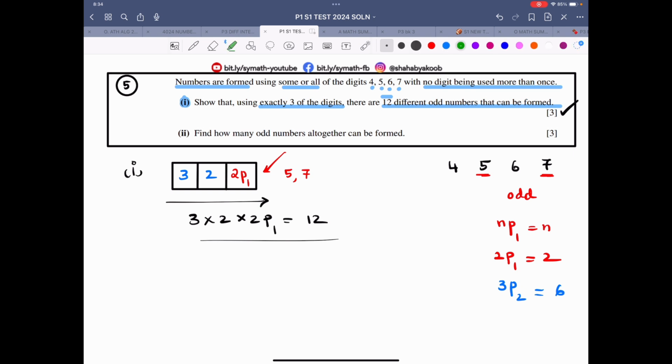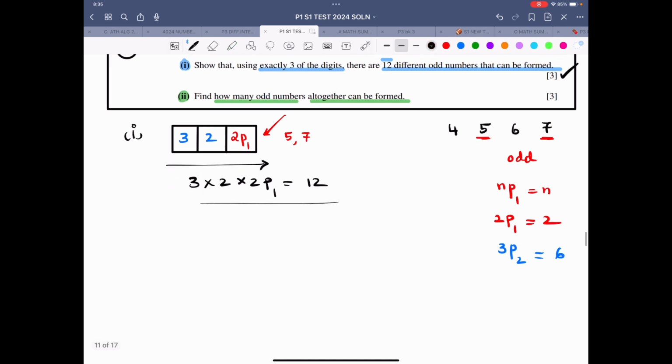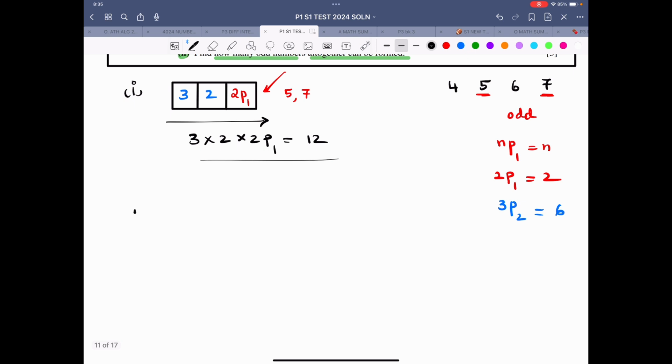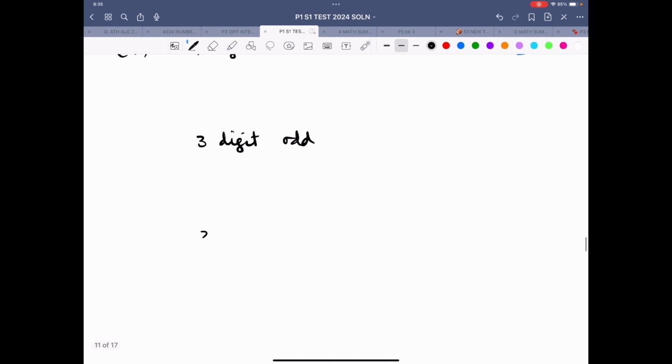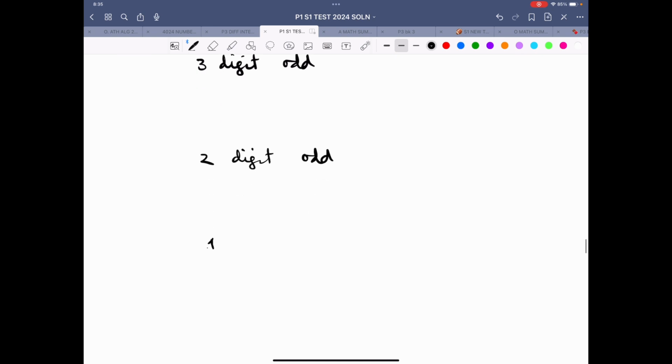Now let me focus on the second part. It says find how many odd numbers altogether can be formed. Now remember this thing, using some or all of the digits. That means if I start working backwards, I can form a 4-digit odd number. I can form a 3-digit odd number. I can form a 2-digit odd number. I can form a 1-digit odd number.